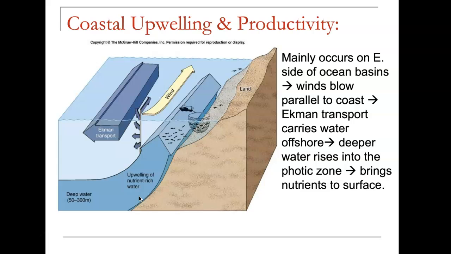Now, there are these things called coastal upwellings, and these are important to understand because these are really important to fishing communities, okay? So this typically occurs on the east side of ocean basins, when the winds blow parallel to the coast. As those winds blow parallel to the coast, then due to Ekman transport, it's going to push the water offshore as it transfers its energy into the water column. In this case, it's moving to the left.